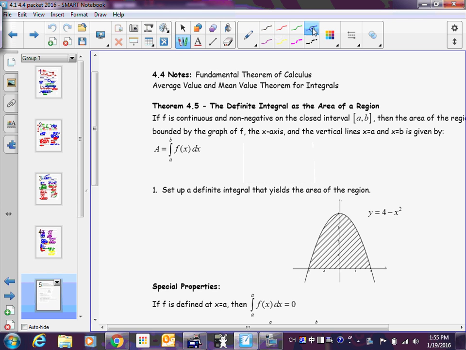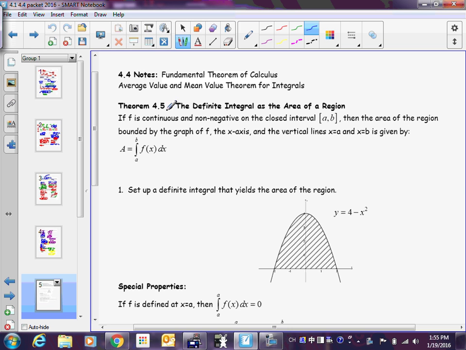Okay, so in 4.4, we cover the fundamental theorem of calculus. That seems kind of like a big deal. And something else, which we're going to get to tomorrow. So for right now, let's just go ahead and jump into theorem 4.5, the definite integral.